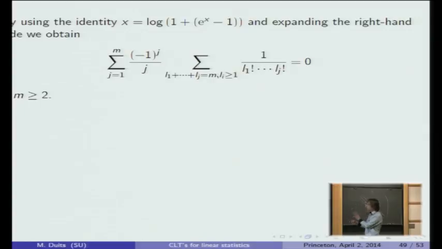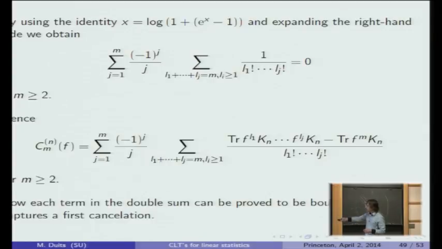But then you can just plug it in, and instead I rewrite my cumulant in terms of the trace of this product, and I just subtract the trace of f to the m, kn. Note that L1 to Lj add up to m. Okay? So this is how we rewrite it. And now we can prove that each term in this sum does not grow linearly with n anymore. Right? So that remains nicely bounded.